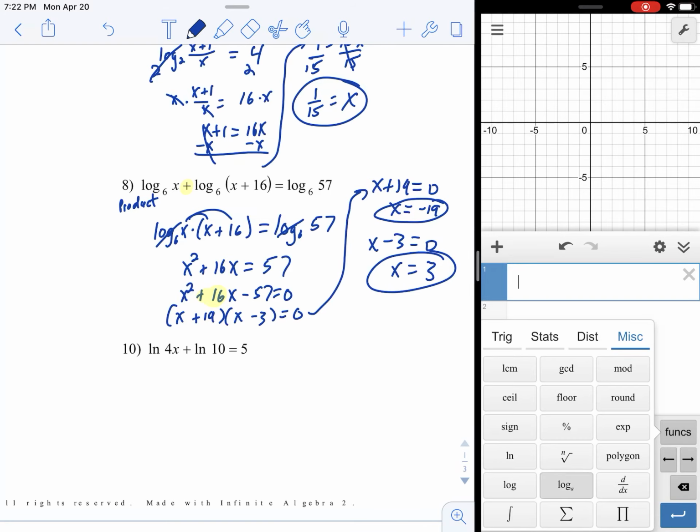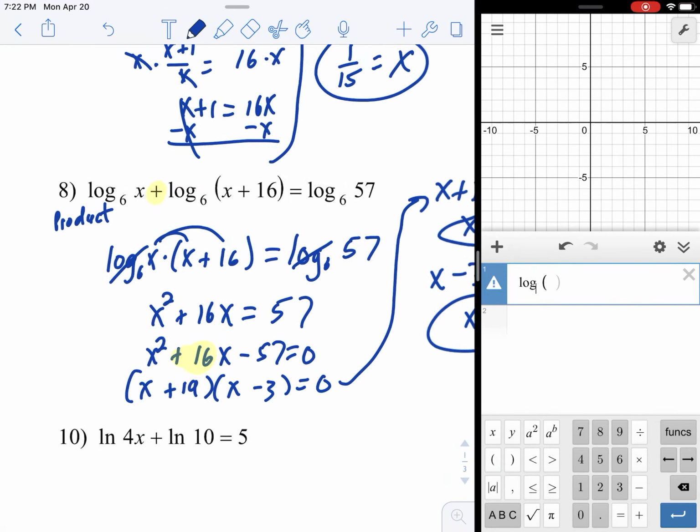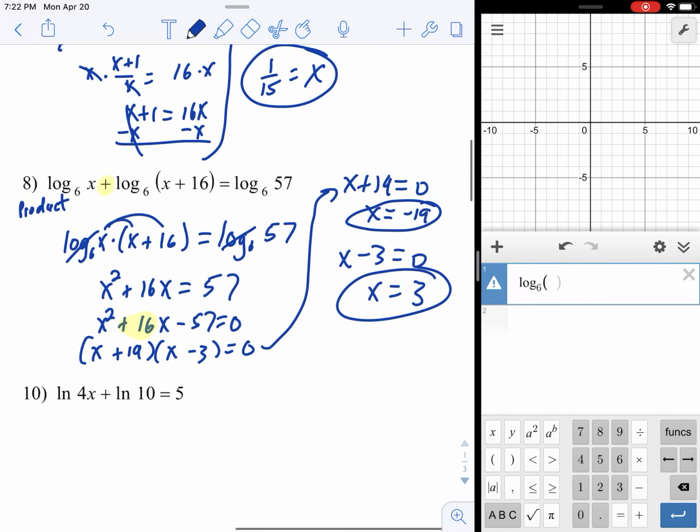So, log, I'm going to the original equation here. Base 6, I'm going to check negative 19. And I already get undefined. I get an error right off the bat. That is an extraneous solution. You just cross it out. Now let me try 3.